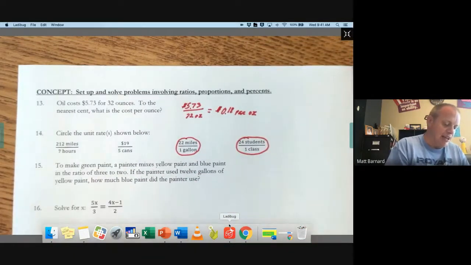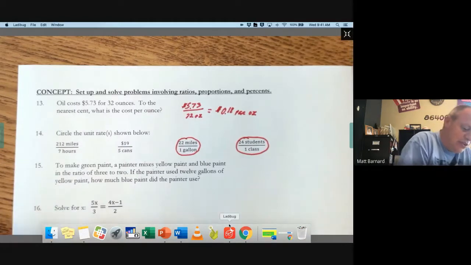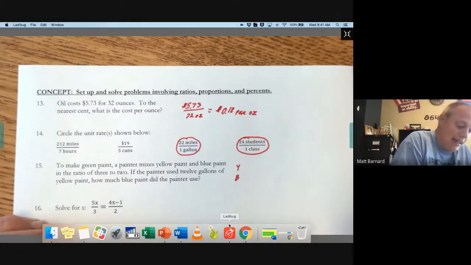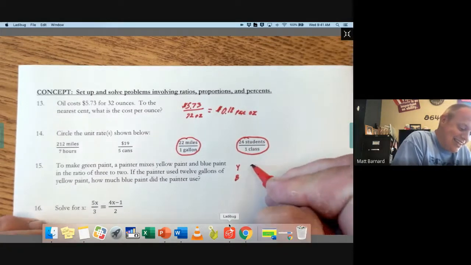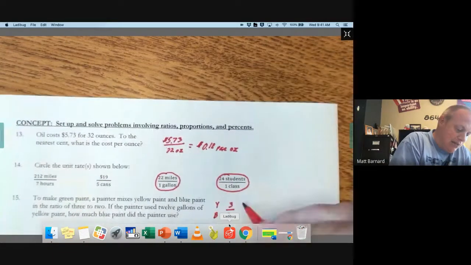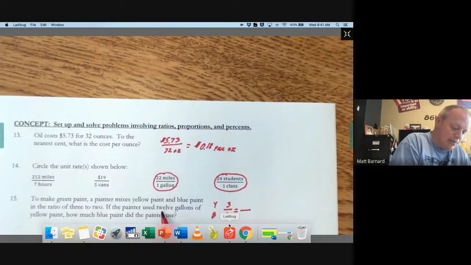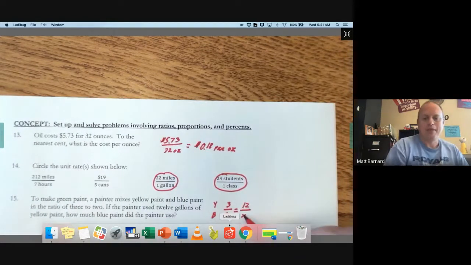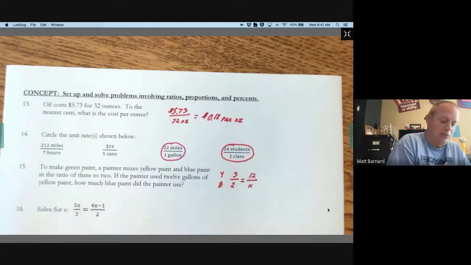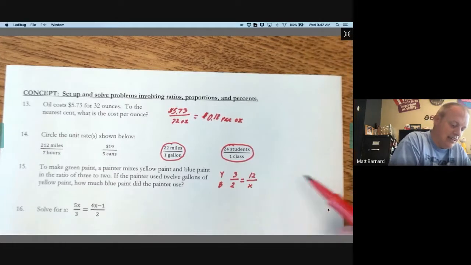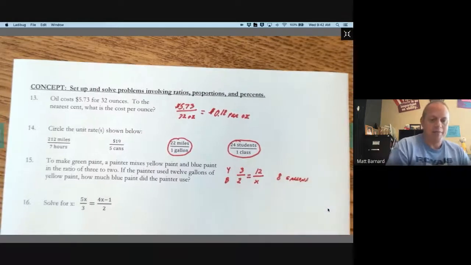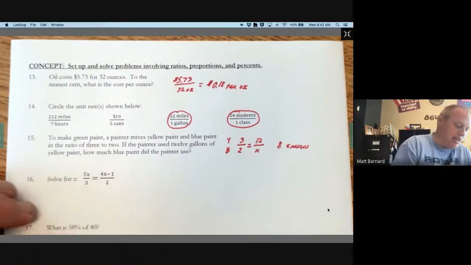On 15, we have yellow paint and blue paint in the ratio of 3 to 2. So I'm going to put a little Y for yellow, a little B for blue. This is 3/2. That's the ratio, 3 to 2. And that's going to be equal to, let's see, I got 12 yellow and I don't know how many blue. So what I could do is I could go ahead and solve that. I could just look at it, or I could cross multiply it. But anyway you do it, you're going to get 8 gallons is what's needed.